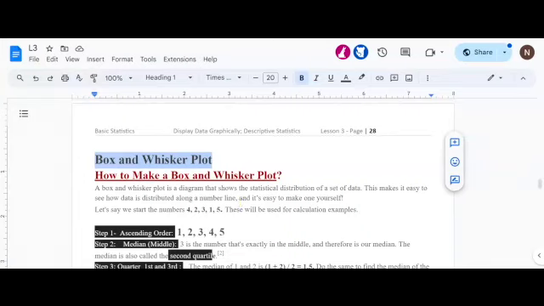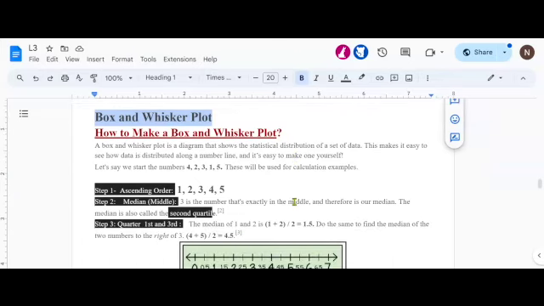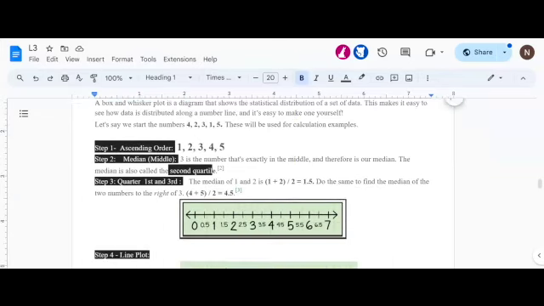It's a diagram that shows the statistical distribution of a set of data. This makes it easy to see how data is distributed along a number line. And it's easy to make one yourself. Let's say that we start with the numbers 4, 3, 4, 2, 3, 1, and 5. So the first step is what? Place the numbers in ascending order. So we're going to be starting with 1, 2, 3, 4, 5.